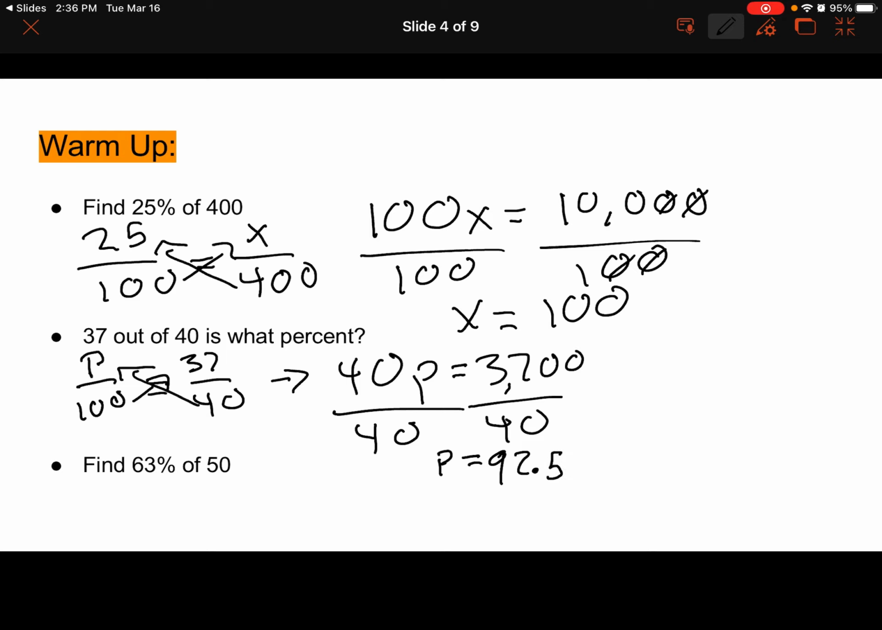Now what's another way we could do this? We could just do 37 divided by 40, right? And that would give us 0.925, and then we would know that as a percent would be 92.5. So this is 92.5%.